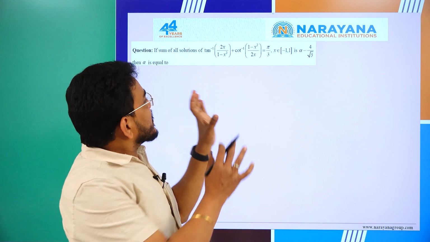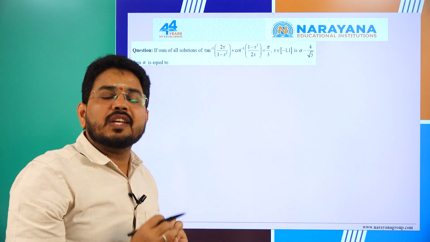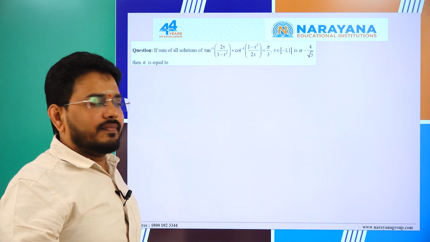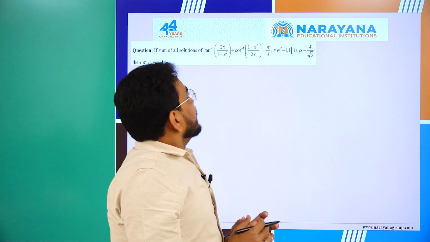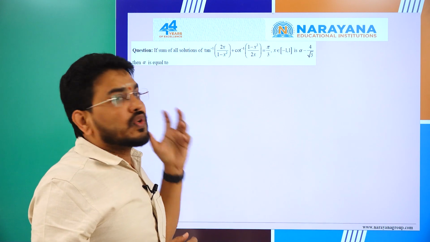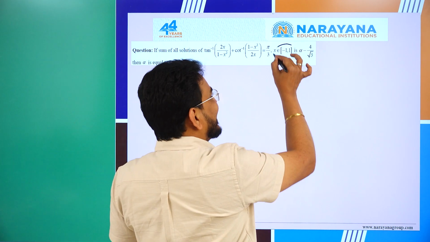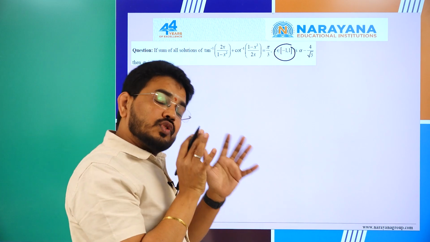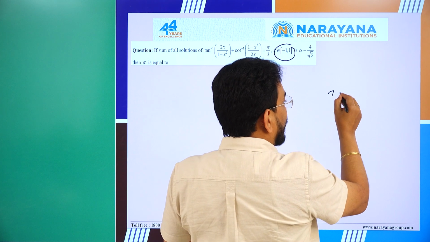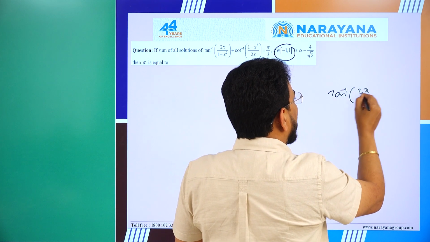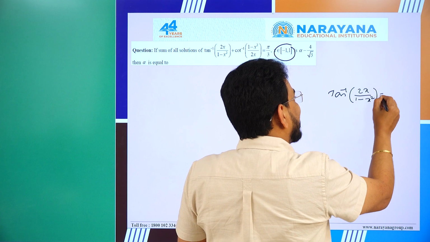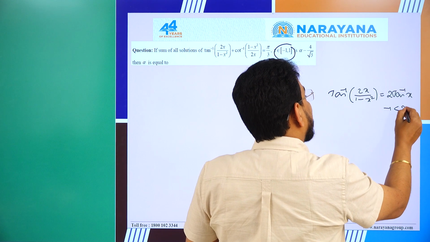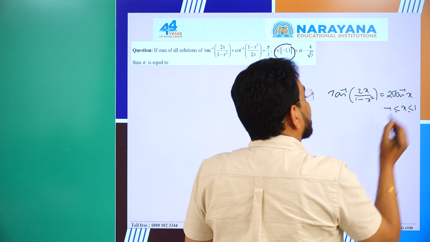If the sum of all the solutions of the equation is... inverse trigonometric functions. In this question, they are talking about tan inverse of 2x by 1 minus x square, and clearly they mentioned x lies between minus 1 to plus 1. So they are not going beyond. They have gone for the basic thing only. So tan inverse of 2x by 1 minus x square is equal to 2 tan inverse of x when minus 1 is less than x is less than or equal to 1.